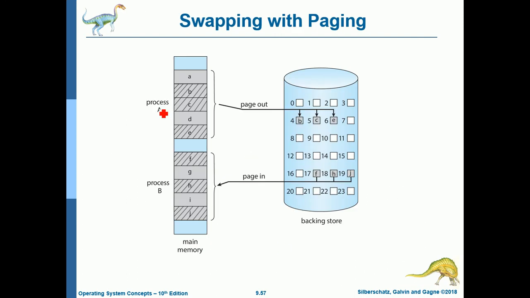So we have swapping with paging. For example, process A has pages B, C, and D. It's not really the process but the page that is swapped. So this will be paged out and stored in the backing store. And then the corresponding page, since this is page 3, is needed by process B, so it will be paged in to main memory.